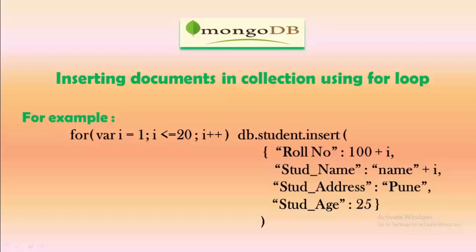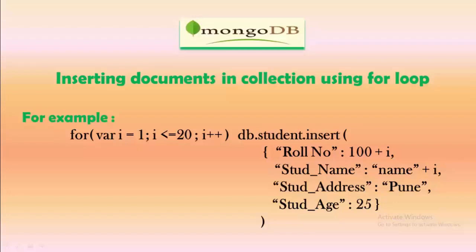Now after this for loop, I have specified the insert method. So db.collection_name, that is student.insert. In this insertion, what will happen now? This roll number key has a value 100 and I have given plus i with it. So this single insertion is going to insert 20 documents in a single click, starting from roll number 101 up to 120. This is the way by which you can perform multiple insertions in a single click by using the for loop.